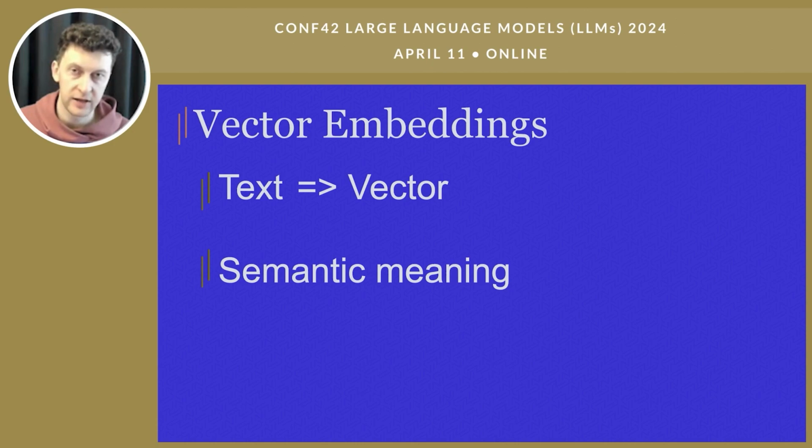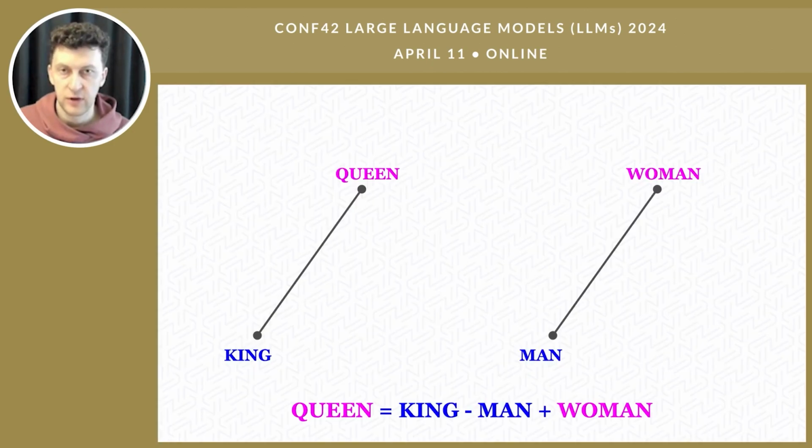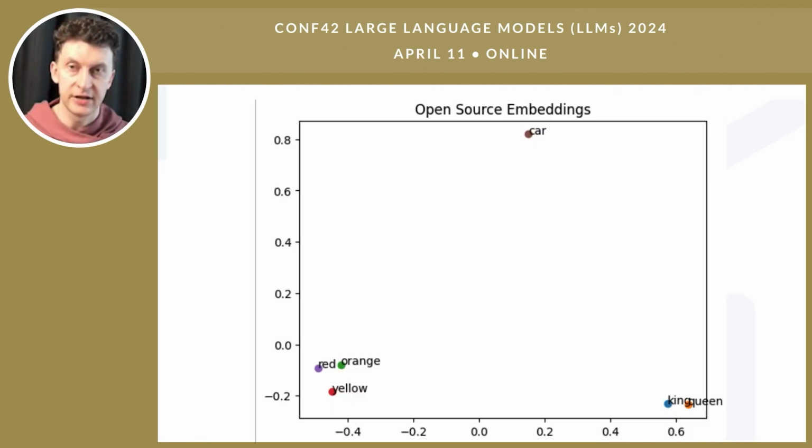And let's have a look at examples. This is one of the very classical examples. King and queen are somewhat the same role, you can say. And the only difference is gender. So in the perfect vector space, the distance between king and queen should be the same as between man and woman. And you should be even able to do this kind of math, like queen equals king minus man plus woman.